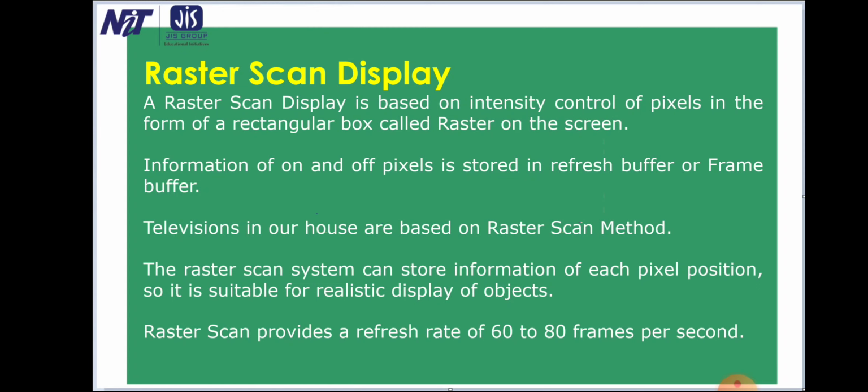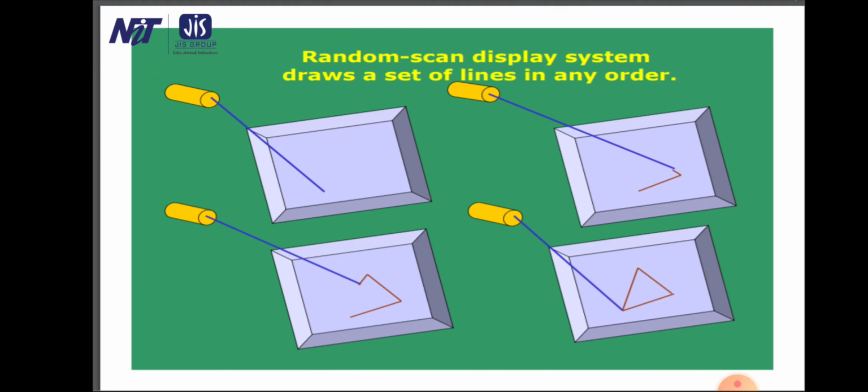In case of drawing an image, in raster scan system the screen points or pixels are used to draw an image, and in random scan system, mathematical functions are used to draw an image. So, in raster scan, the screen points or pixels are used, and in random scan, mathematical functions are used. So, this is the difference between raster scan and random scan display.